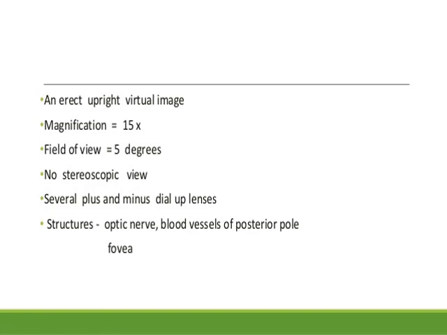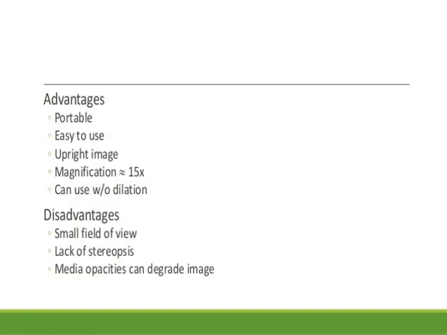So coming to the characteristics. In this, an erect upright virtual image is formed, and the magnification is about 15 times. Field of view is 5 degrees. There is no depth perception to this. Several plus and minus diopter lenses are there, as I told, which can be changed depending upon your refractive error or the refractive error of the patient. And we can see the optic nerve, blood vessels of the posterior pole, fovea, and this can be used even in an undilated pupil as well.